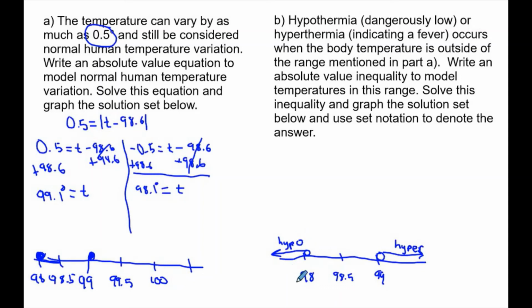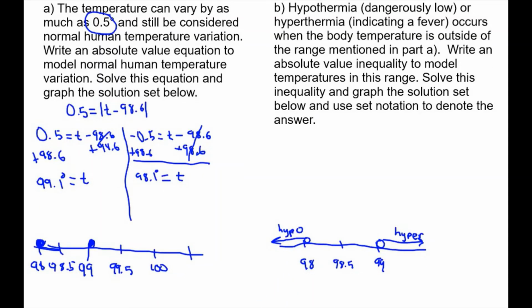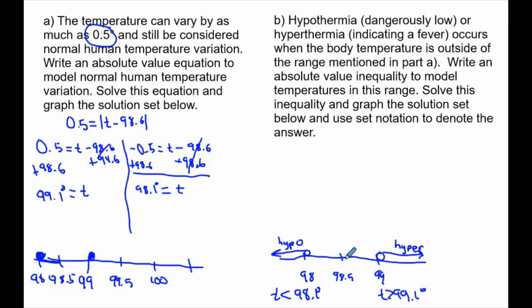So if I think about this in terms of an inequality answer, that would be if my temperature is below 98.1 degrees, or if my temperature is greater than 99.1 degrees, I would have these two medical situations. Both are dangerous. So that's the answer. The question is, well, what is the inequality?